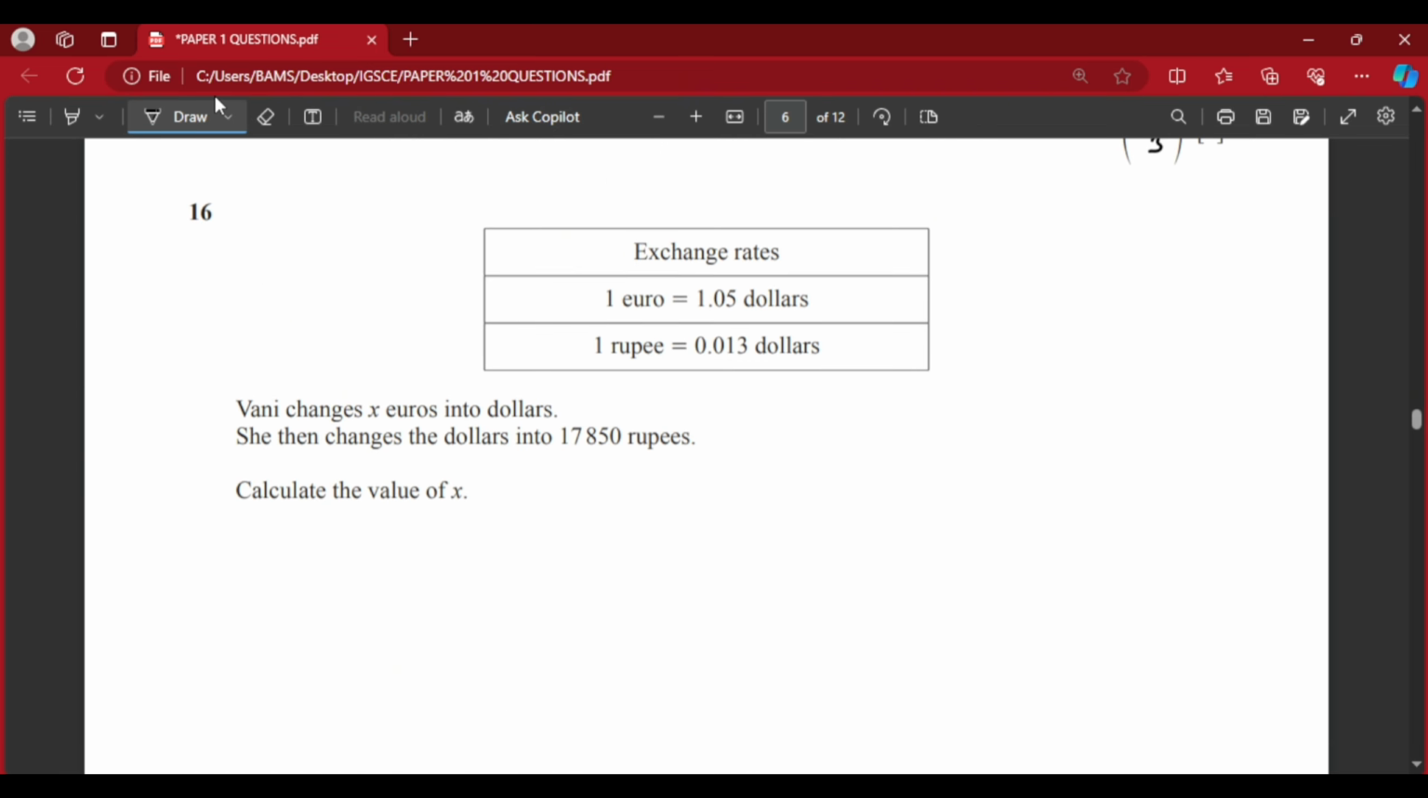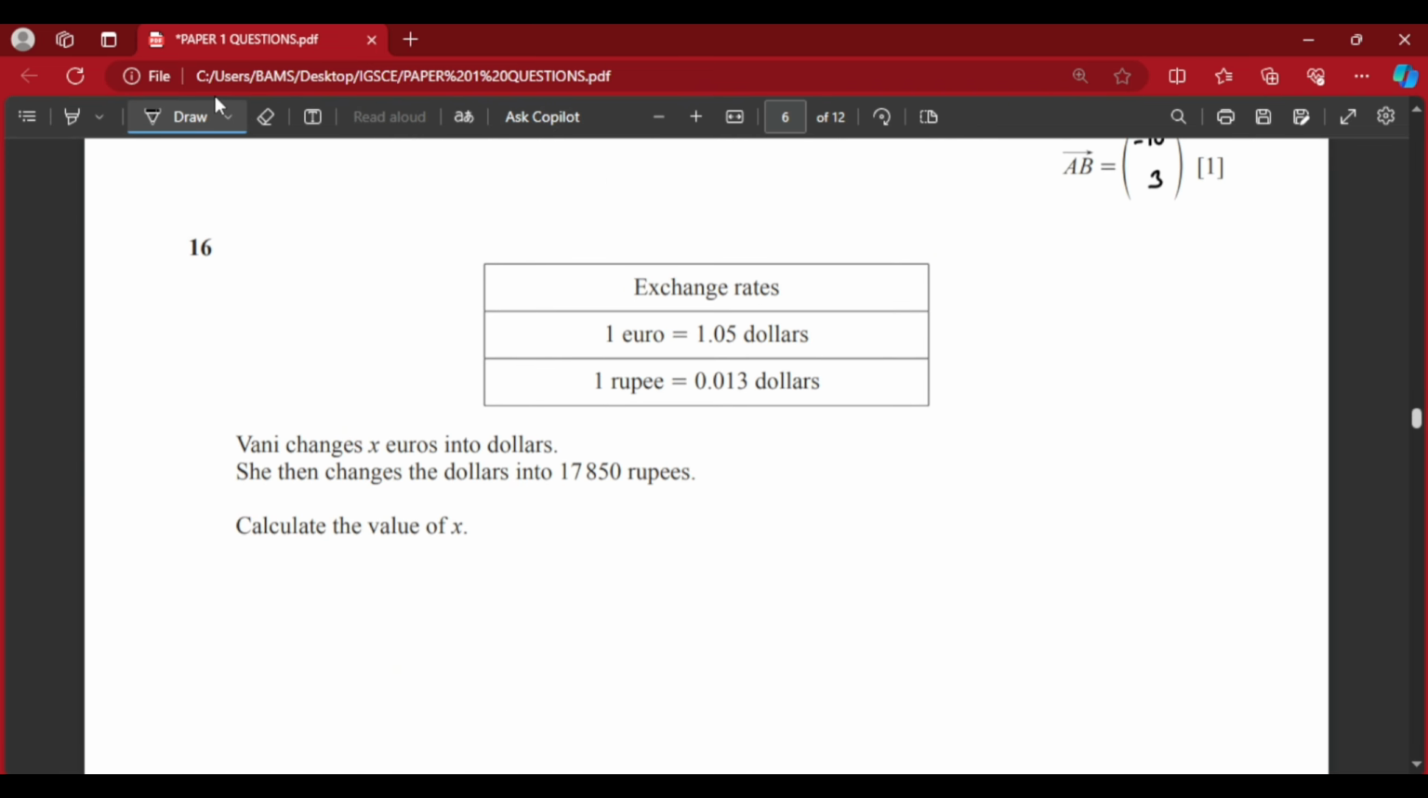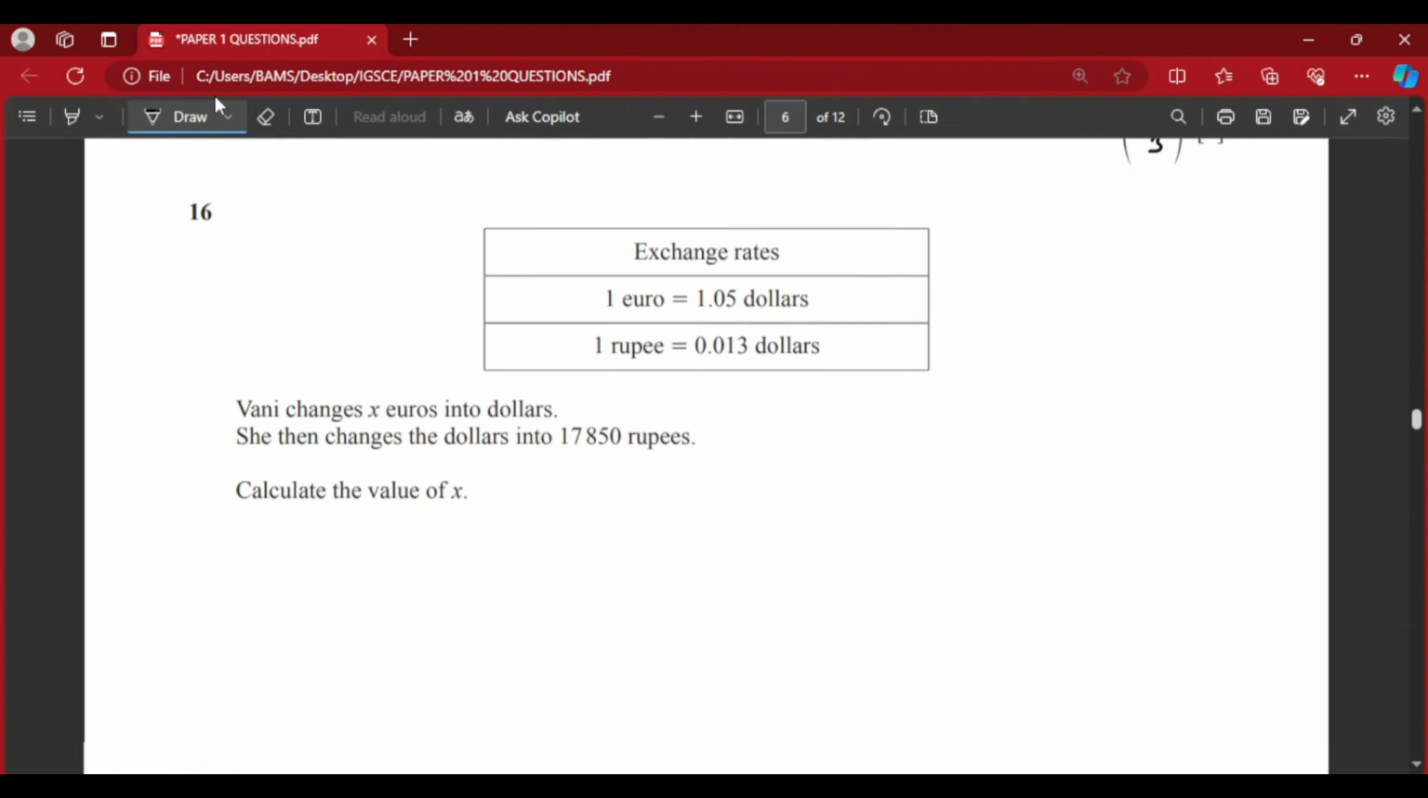So let's move to question 16 quickly. What happens in question 16 is that 1 euro is equivalent to $1.05 and 1 rupee is actually $0.013. So I want to now check. Vani changes X euros to dollars. Then she changes the dollars into 17,850 rupees. Calculate the value of X. So I'll just have to work with conversion here very quickly.